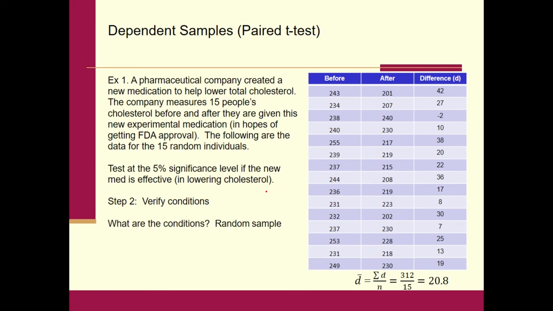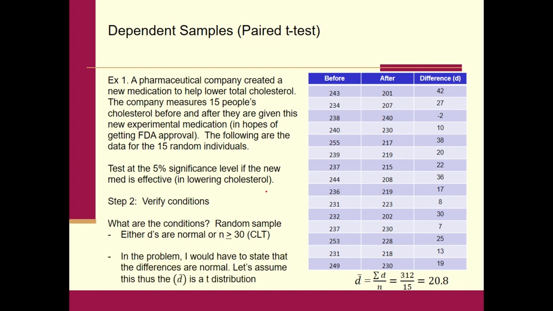What are the conditions? Well, random sample. And then I told you that a lot of times we're not going to make n greater than or equal to 30, especially if we're going to have you calculate some of the stuff. And so in the problem, I would have to state that the differences are normal. Let's go ahead and assume that. And that'll make the sampling distribution of d bar a t-distribution.